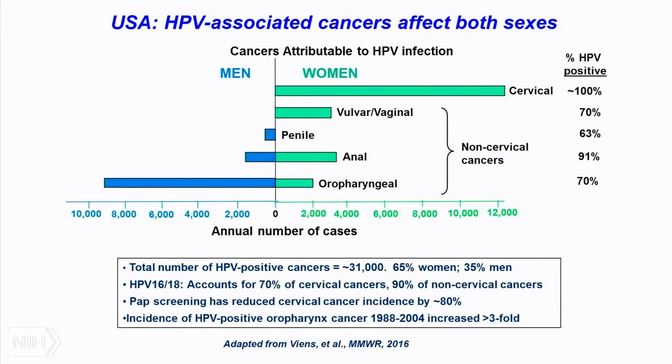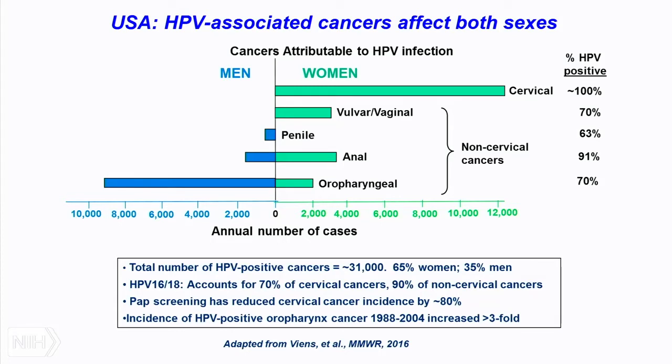This is the profile, however, in the United States, which is really dramatically different. On the right side, shown in green, are the HPV-positive cancers occurring in women, and on the left side, in blue, are the HPV-positive cancers occurring in men. Cervical cancer, virtually 100%, is attributable to HPV infection. But in the United States, of the 31,000 estimated HPV-positive cancers, about two-thirds occur in women and about one-third occur in men.